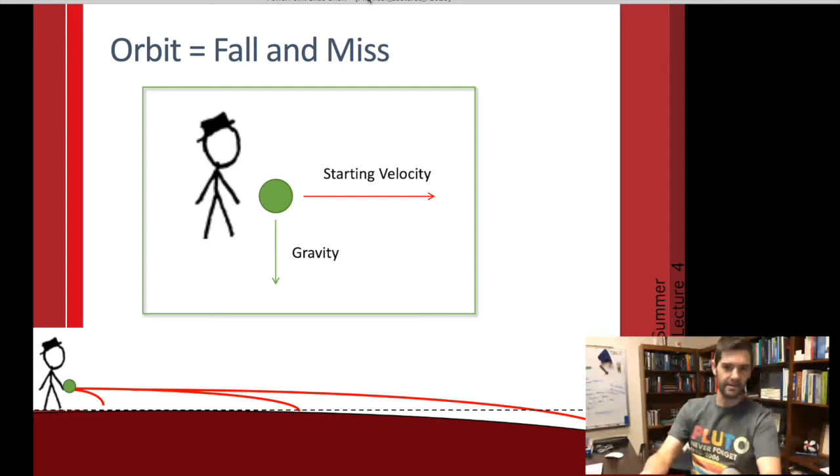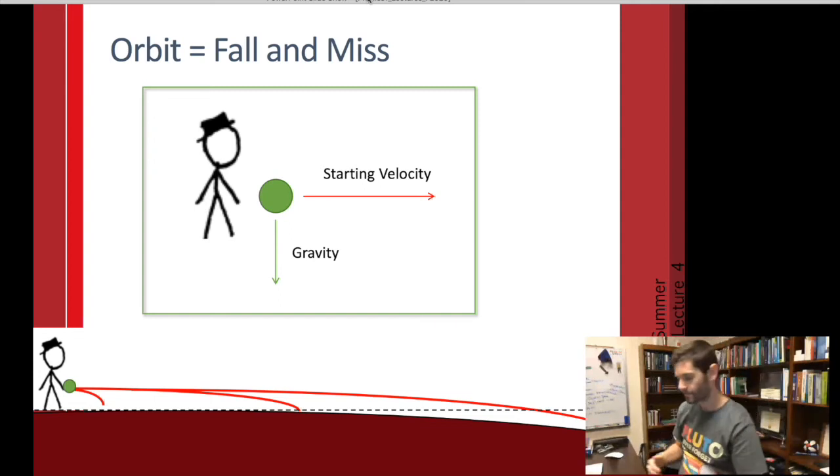But by the time it fell and hit the ground, since the Earth is round, the Earth had also started to curve away a little bit. So that's what you're seeing here. The farther I throw, the Earth also will start to curve away from the object as it falls towards the ground.